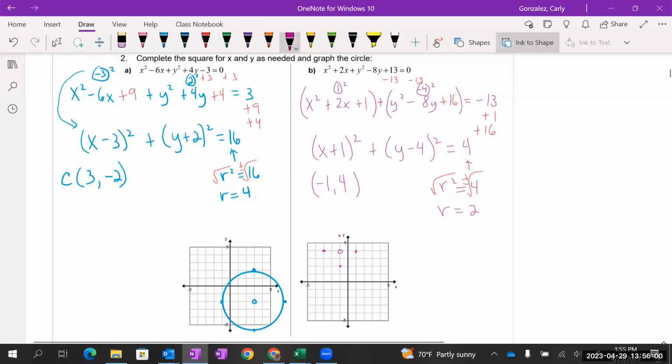Let's try that again. There we go. And that does it. So we are all set. And this will help us be able to handle polar coordinates, or really polar equations, when we get there in trigonometry.